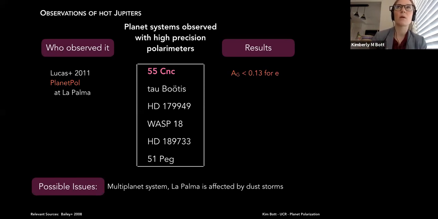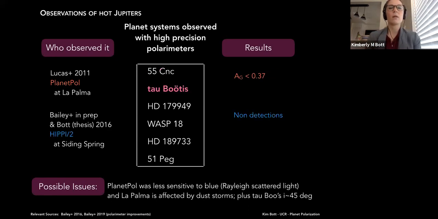It was one of the systems that had predictions in the Seager et al. paper. So this was a non-detection for the system, but for 55 Cancri e, at least, they were able to give an upper limit to the albedo. So at least a little bit of science came out of that.